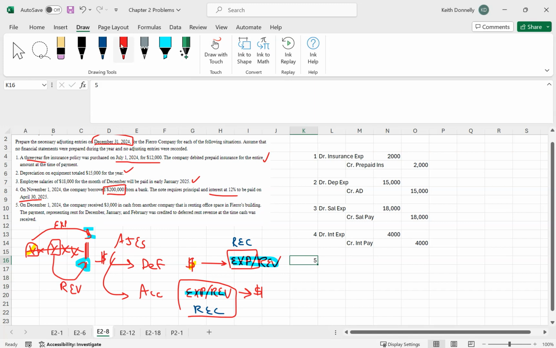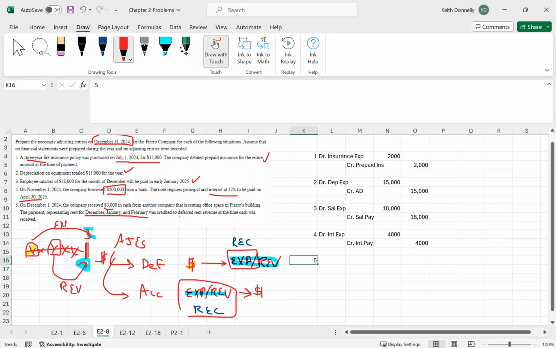All right, 5. On December 1st, 2024, the company received $3,000 in cash from another company that's renting office space in its building. The payment representing December, January, and February was credited to deferred rent revenue at the time the cash was received. Okay, so what's going on here? We get somebody who comes in at the beginning of December and says, look, I want to prepay my rent for the next 3 months. Here is $3,000, right? For month 1, month 2, and month 3, $1,000 a month.